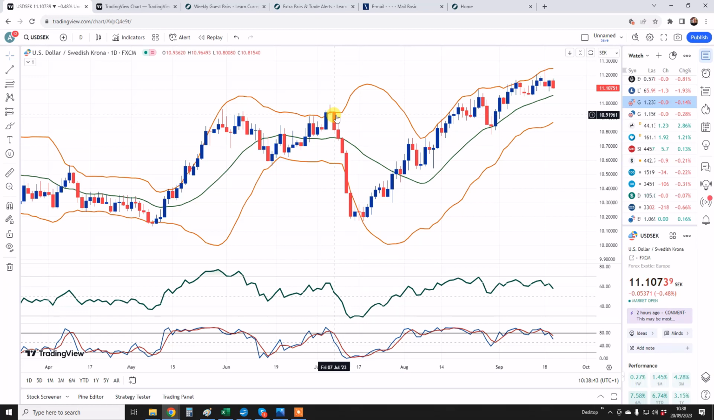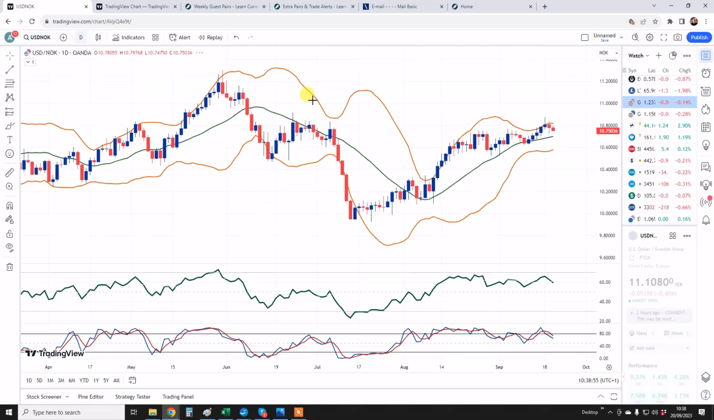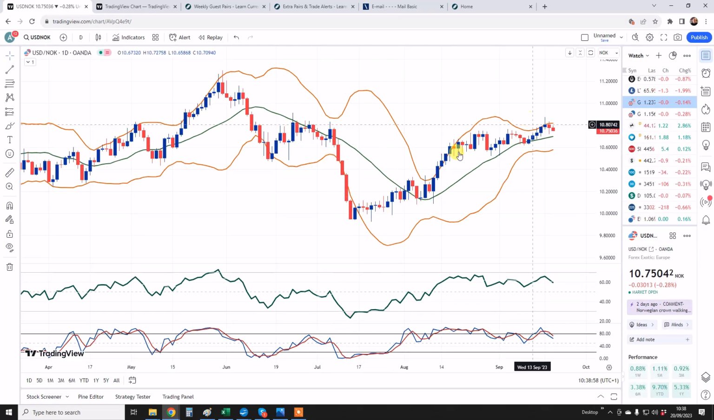Versus USD SEK, very volatile pair, big vertical fall. We're expecting a big retracement and we get it. Okay, in fact we retraced the whole decline and more. USD NOK was similar, really big sell-off, and then you get the retracement.